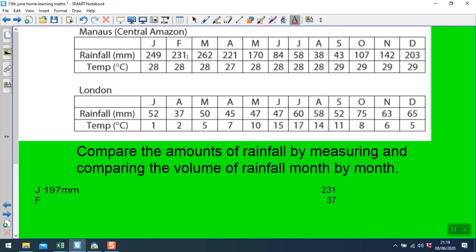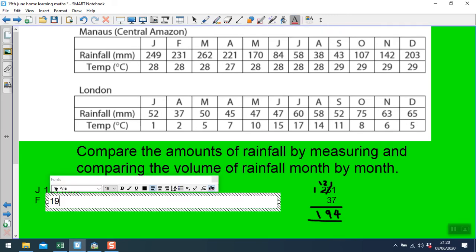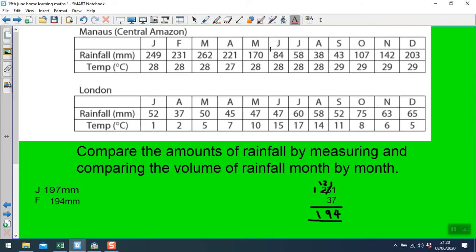So we've got to do a takeaway again. 1 take away 7 we can't do, so we exchange. That becomes 2 tens. We carry the 10 over. 11 take away 7 is 4. 2 take away 3 we can't do, so we exchange again. 12 take away 3 is 9. And 1 take away 0 is 1. So in February the difference is 194 millimetres. And you've got to do that for each month of the year.